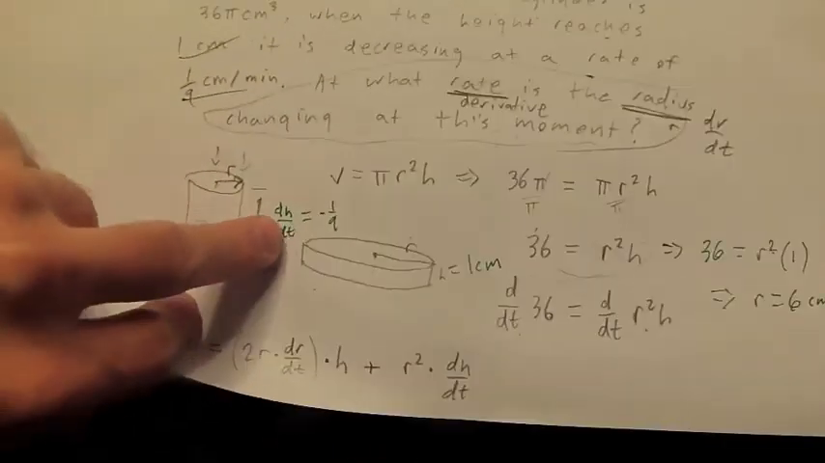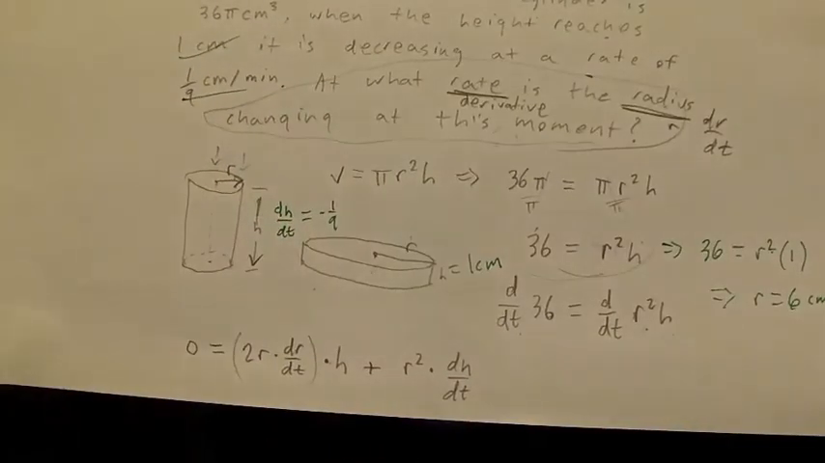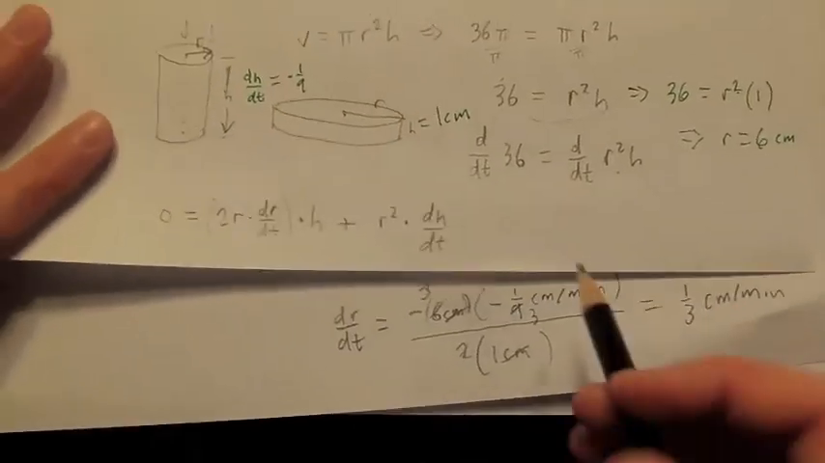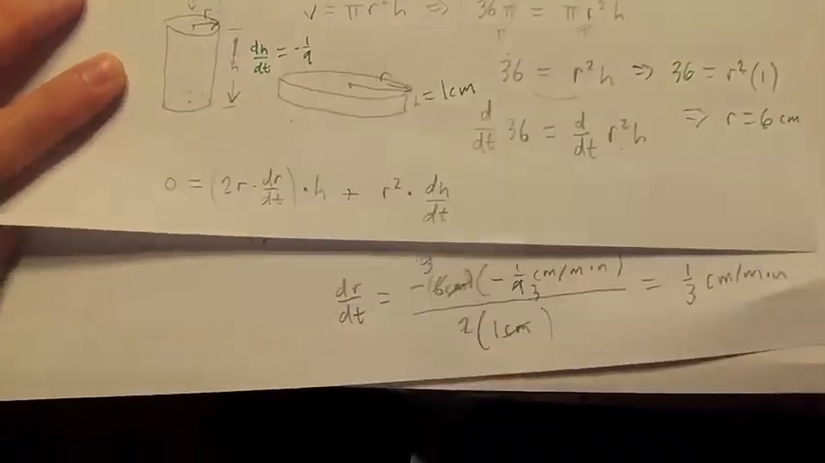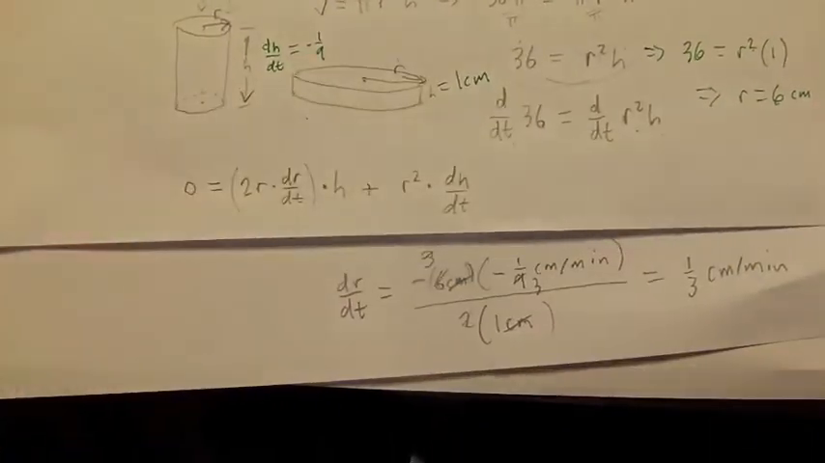So at this moment, if the height is decreasing at 1/9 centimeter per minute, the radius is actually increasing out this way at 1/3 centimeters per minute.